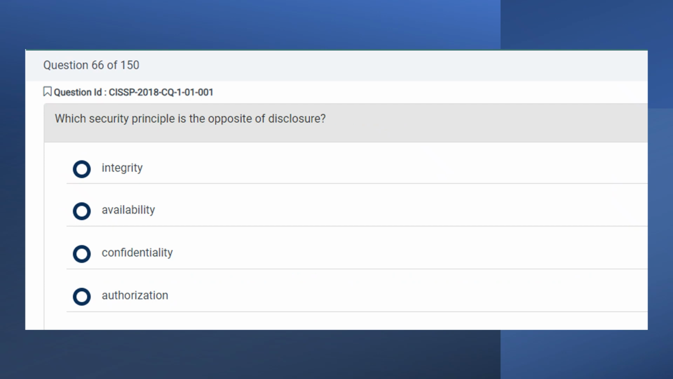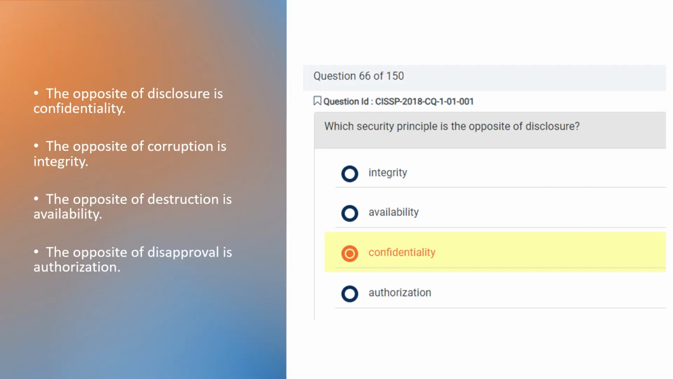Question 66. Which security principle is the opposite of disclosure? Integrity, availability, confidentiality, or authorization? The correct answer is confidentiality. The opposite of disclosure is confidentiality. The opposite of corruption is integrity. The opposite of destruction is availability. And the opposite of disapproval is authorization.